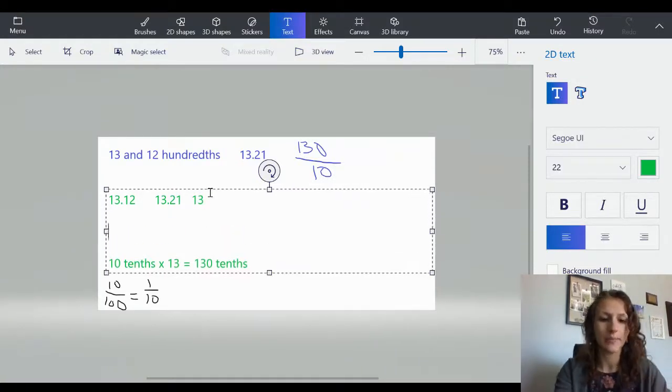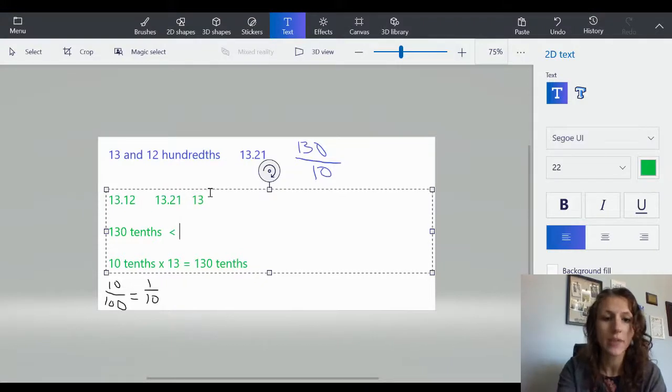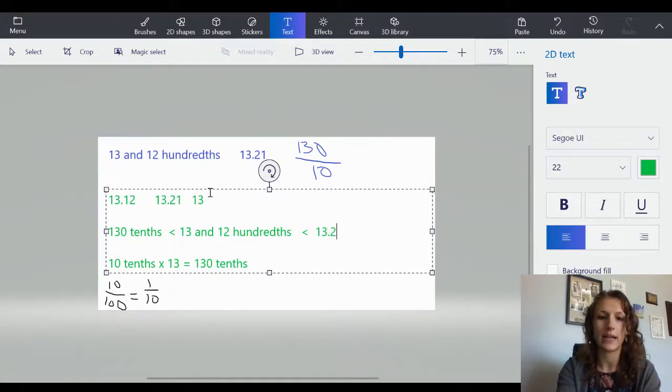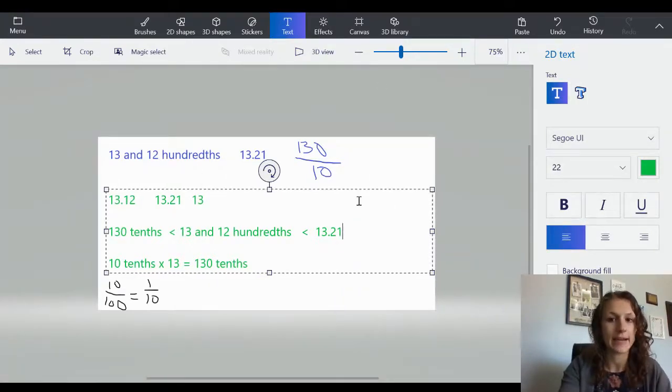Let's put them in order. My 130 tenths would be my smallest one because it was just 13. Then I would have my 13 and 12 hundredths. And then lastly, I would have my 13 and 21 hundredths. And that's how we can order our mixed numbers from least to greatest.